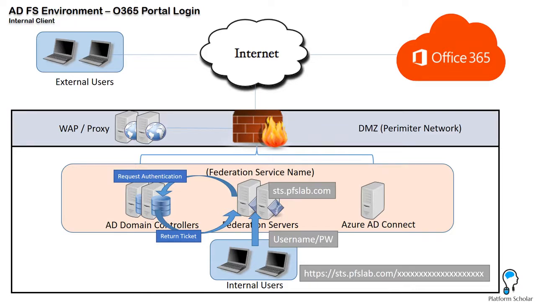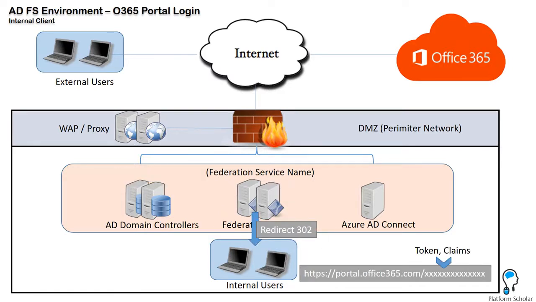sts.pfslab.com. And note here that the sts.pfslab.com represents the Federation service name. We're presented with a login page that looks similar but a little different from the Office 365 page, and we put our username and password in. That username and password is then sent to Active Directory domain controllers, and a response with claims information for the user is sent back to the Federation servers.